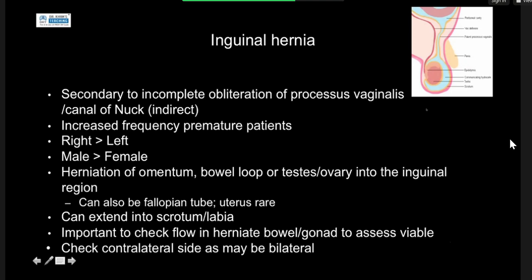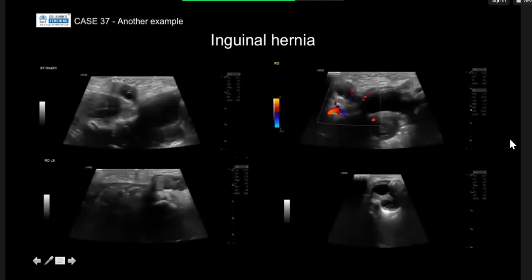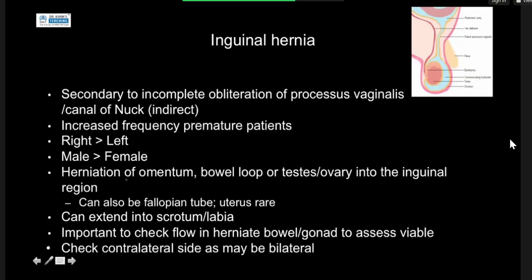I was going to say, if there's herniated bowel or ovary or testes within the inguinal hernia, then it can make it harder for it to be reduced. So then these may go to surgery, basically. And if there are any features of strangulation, so where you get an absence of flow within the bowel or within the gonadal organ, then they definitely have to go to surgery.